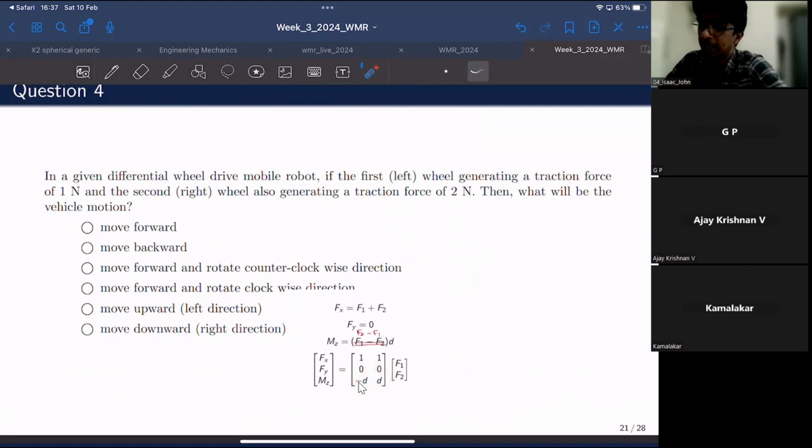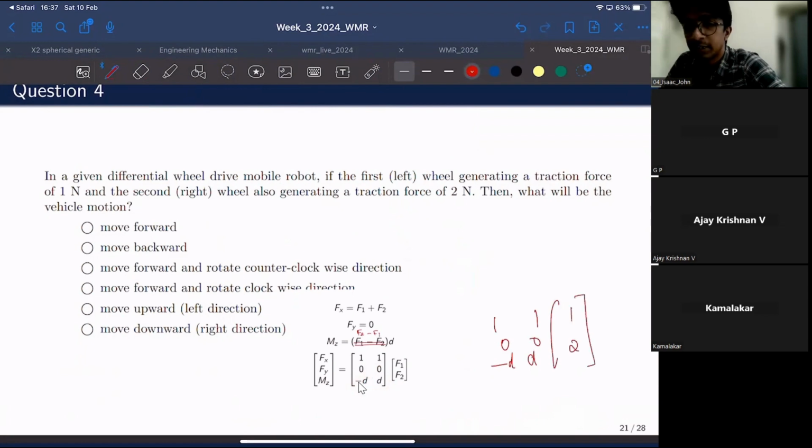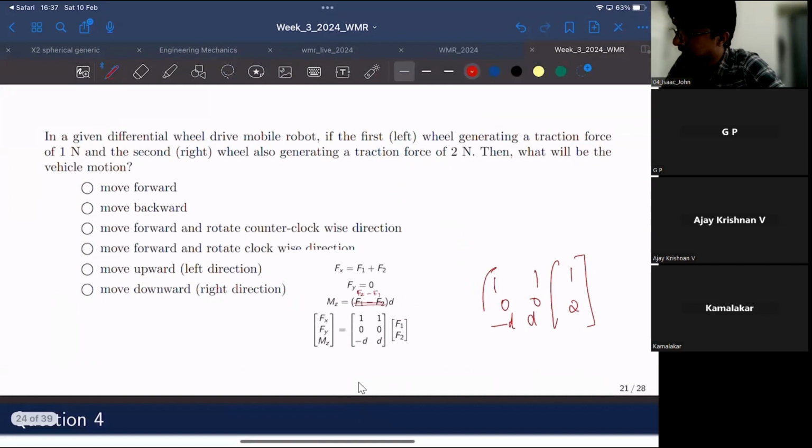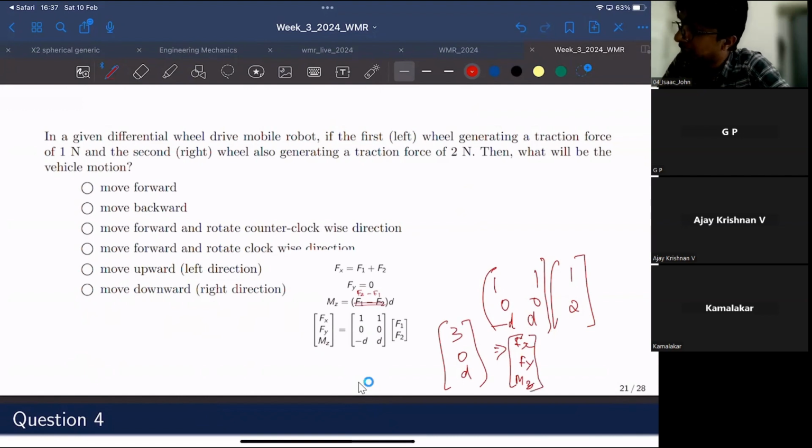We haven't been given D. The value of D is not given, so we'll take any random value. It's not a problem. So the matrix is 1, 1, 0, 0, minus D, D, multiplied by 1, 2, because F1 is given as 1 Newton and F2 is given as 2 Newtons. If you multiply this out, you will get 3, 0, minus D plus 2D, that is D. This is Fx, Fy, Mz. So there is a component of force along the x-axis and a positive rotation component about the z-axis.